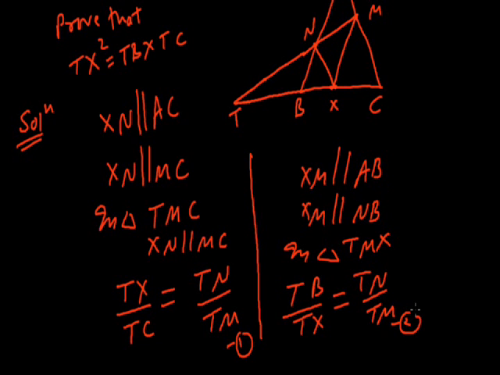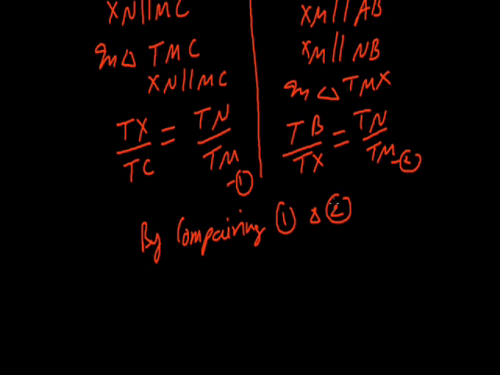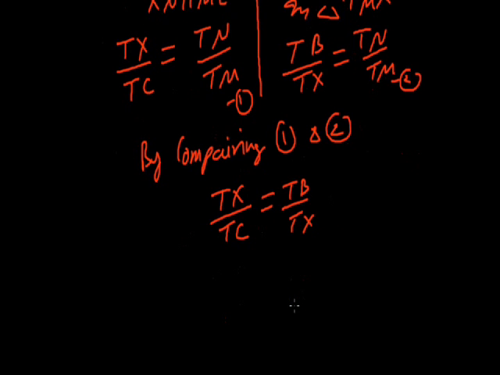Now comparing equation number 1 and equation number 2, we can say that their right hand sides are same, so the left hand sides are also same. That means TX upon TC should be equal to TB upon TX. Now by cross multiplying, we can say that TX square is equal to TB into TC. So this we wanted to prove.